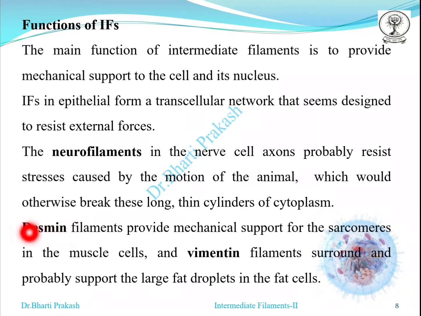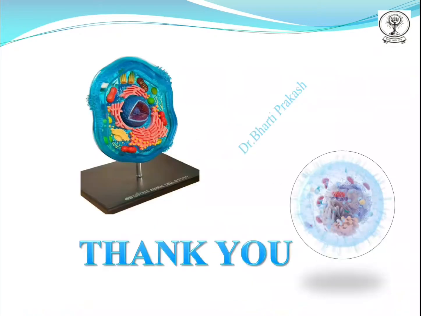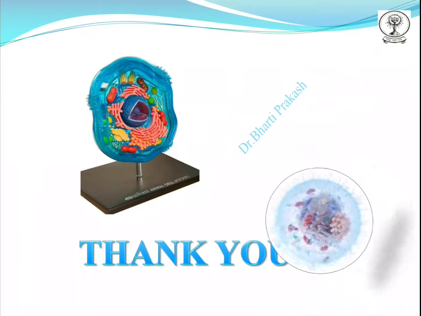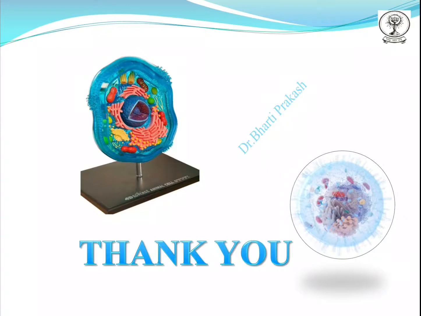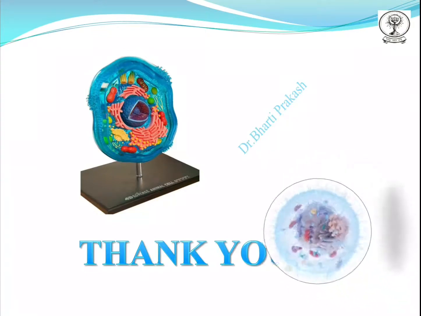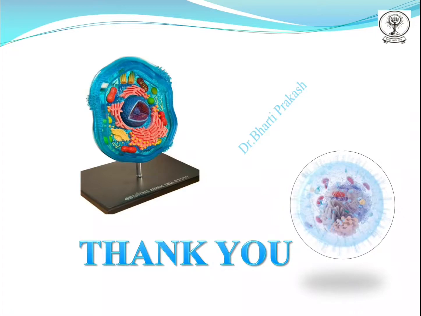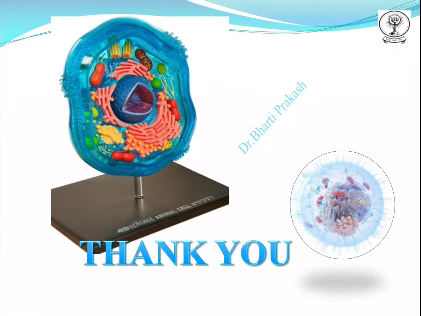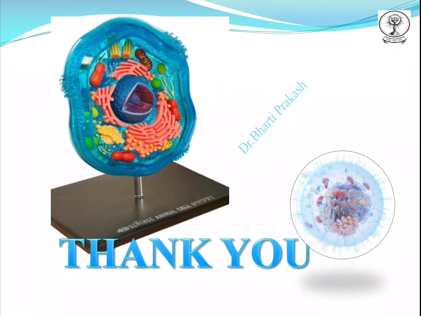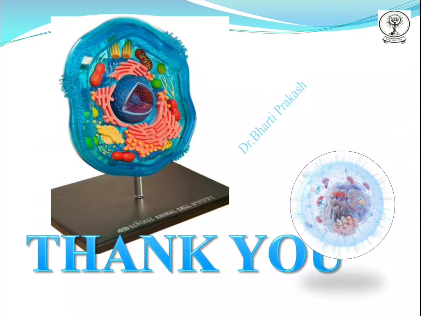The Desmin filaments provide mechanical support for the sarcomeres in the muscle cells. The Vimentin filaments surround and probably support the large fat droplets in the fat cells. So with this, we conclude the lecture series on the detailed study of the components of the eukaryotic cell's cytoskeletal system. In the next class, we will take up a comparative account of the 3 components of the cytoskeleton.